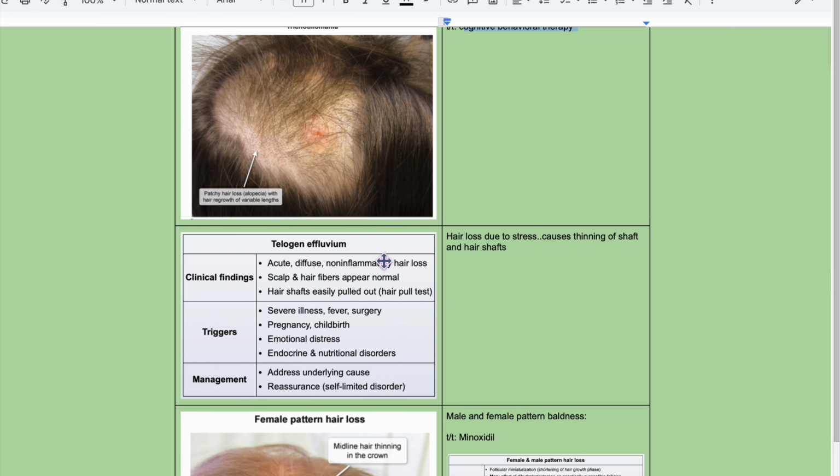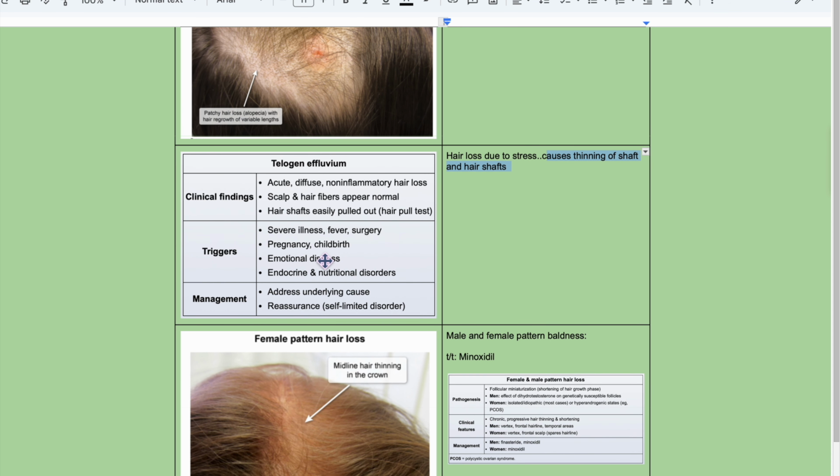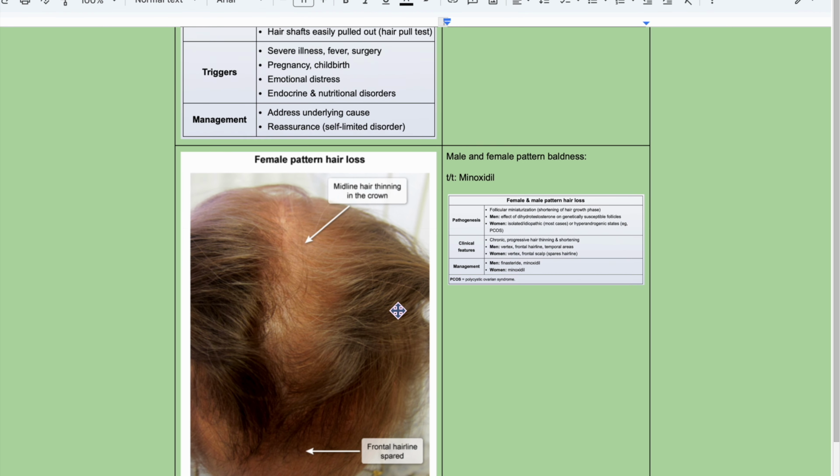And then you had telogen effluvium. It's just hair loss due to stress. Causes thinning of hair shafts. So telogen effluvium, clinical finding is acute diffuse non-inflammatory hair loss, scalp and hair fibers appear normal, hair shafts easily pulled out, hair pull test. Triggers here are severe illness, fever, surgery, pregnancy, childbirth, emotional distress, endocrine or nutritional disorders. Management here is address underlying cause, reassure, and it's a self-limited disorder.